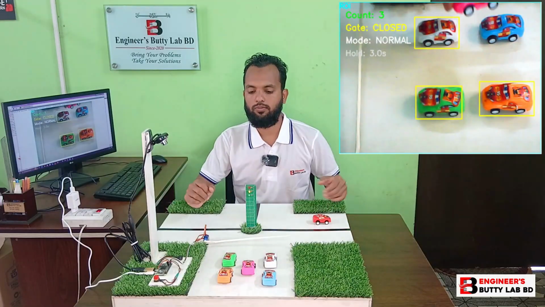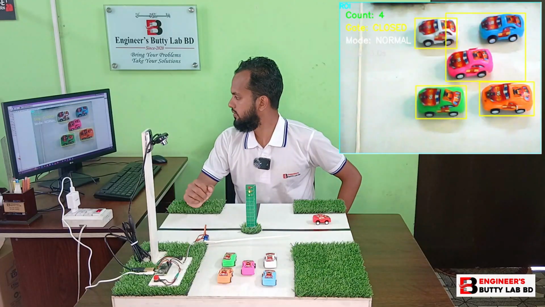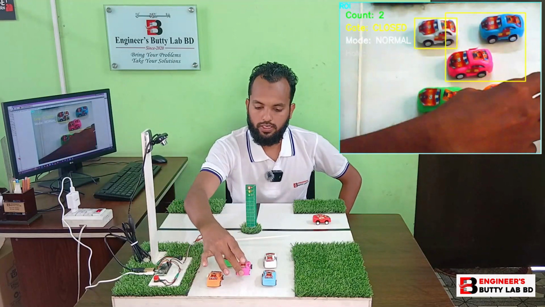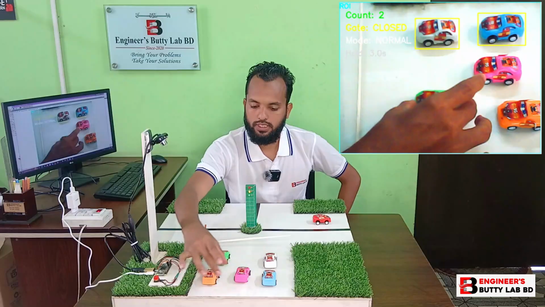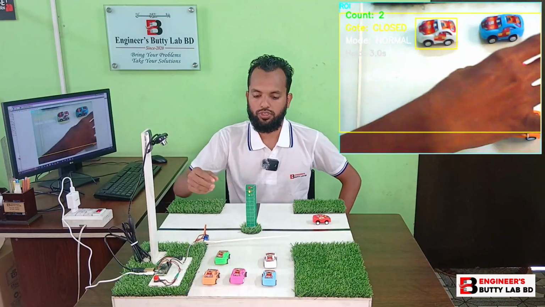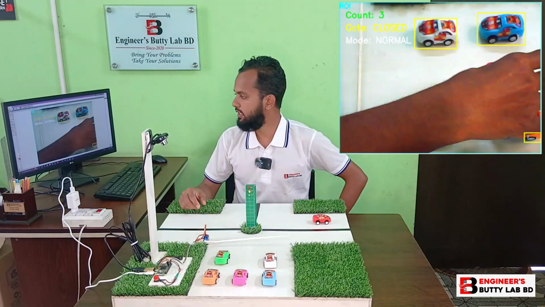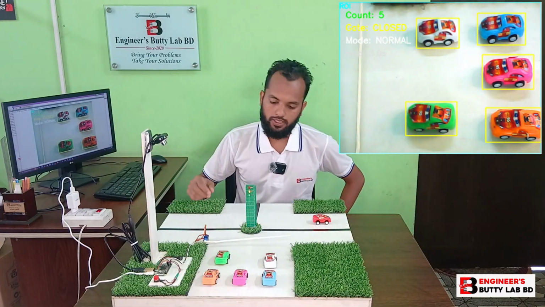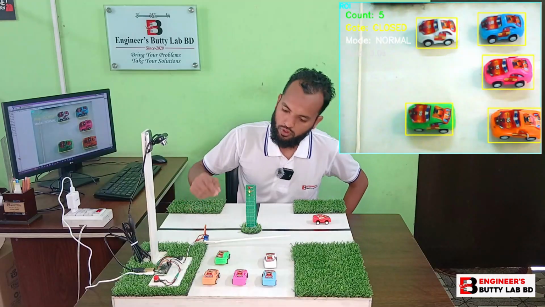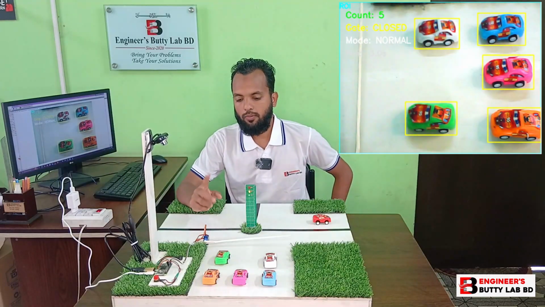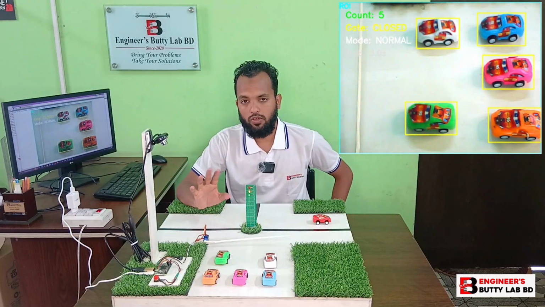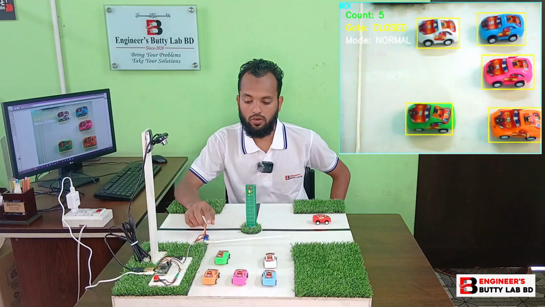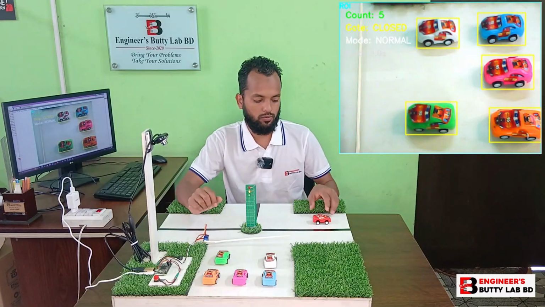We insert another vehicle here. If it makes an error, then we need to change the position of the vehicle with a minimum distance, then it will be detected perfectly. So you see that our 5 vehicles are perfectly detected. When more than 5 vehicles are detected, then our gate will turn on or open the gate by using this servo motor.